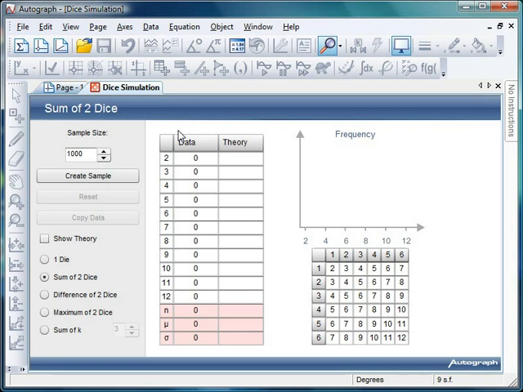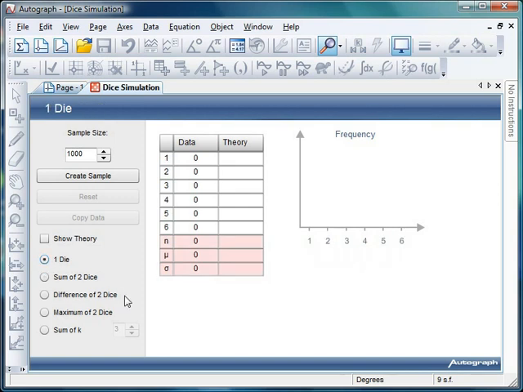Now, this is brilliant for when you're investigating experimental probability and sample space diagrams and tree diagrams and all this kind of stuff. But to start off with, instead of looking at two dice, I'm going to look at one dice. And what I like to do with my students is I like to say, okay, if I was to roll a dice six times, what numbers would you expect to come up? So let's change this sample size down to six, and I'm going to create sample.